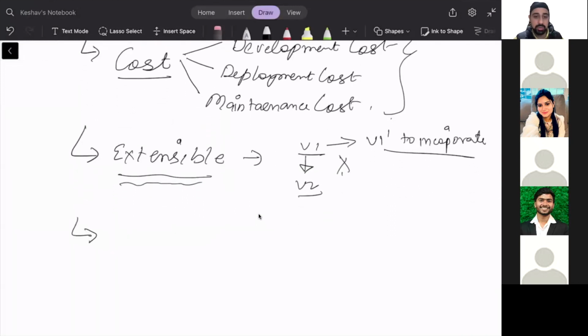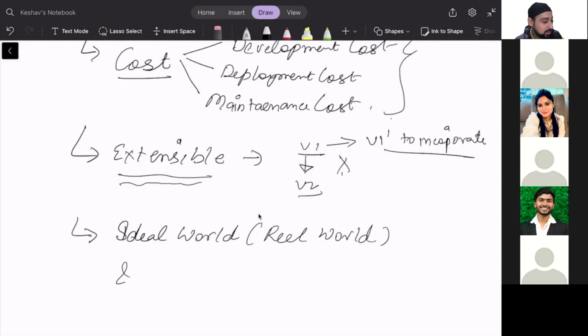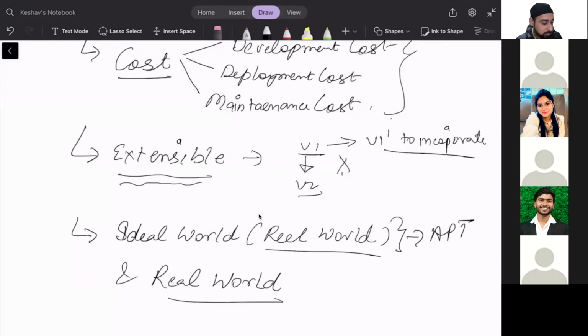The third thing is that there is something called the ideal world, and there is something called the real world. The ideal world would be the most apt design that comes into play. But the real world is the design that actually comes to life.